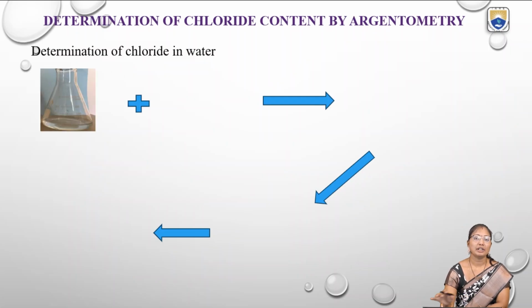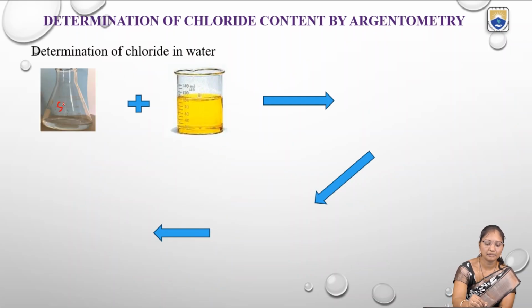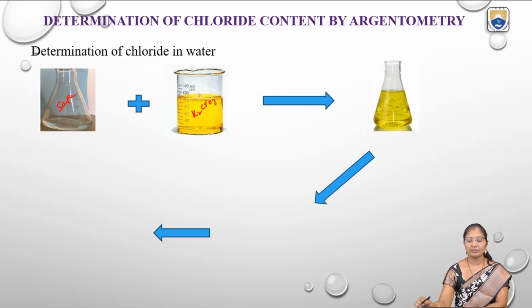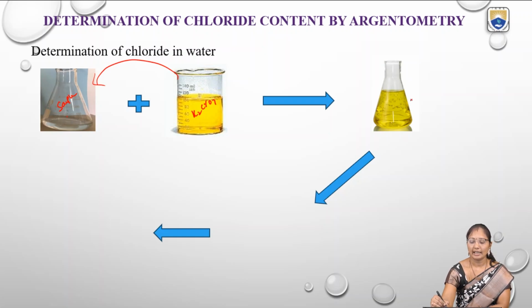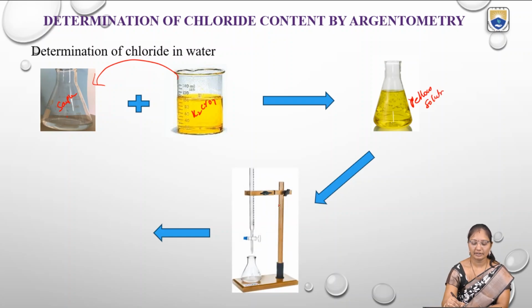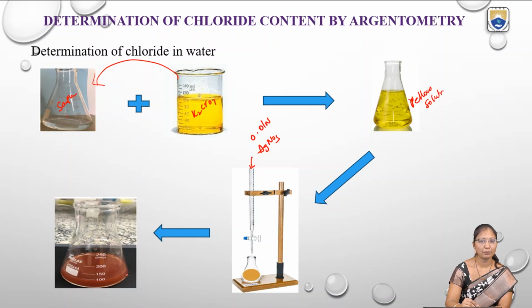Here, in the pictorial representation, this is the sample and this is the indicator K2CrO4, and when the indicator is added, it gives a yellow solution. Then it is titrated with AgNO3, which is filled here, 0.01 N AgNO3. When the titration proceeds, the yellow solution turns into a brick red precipitate, which is called silver chromate. So this is the end point. This is the process involved in chloride content determination.